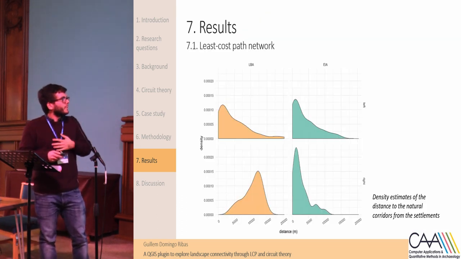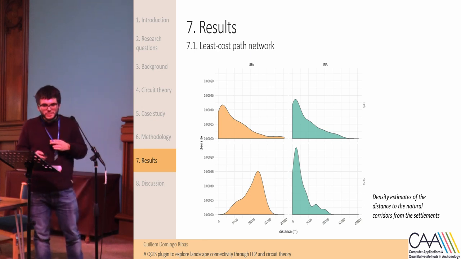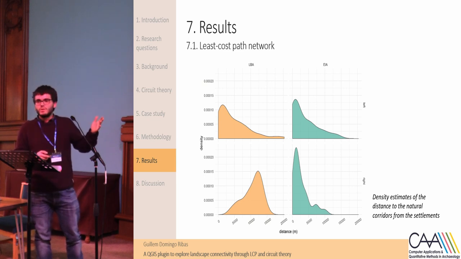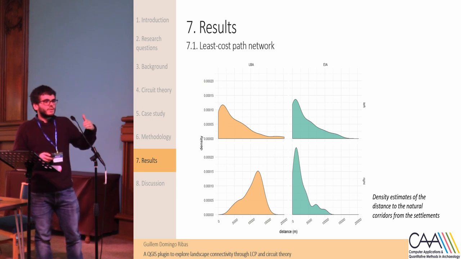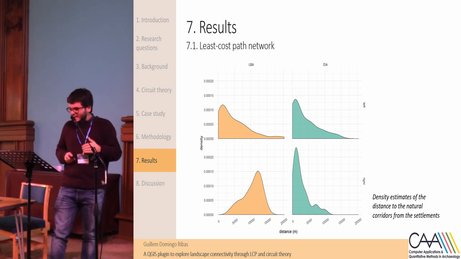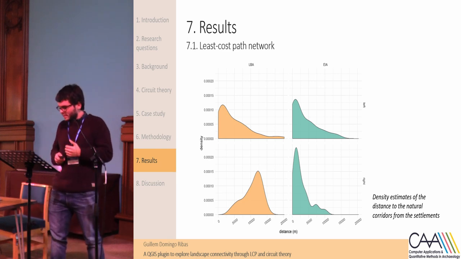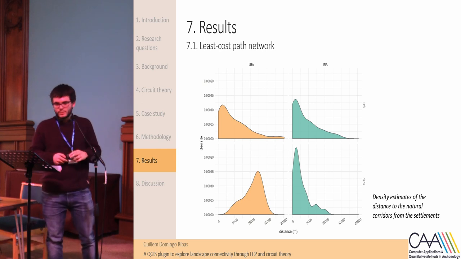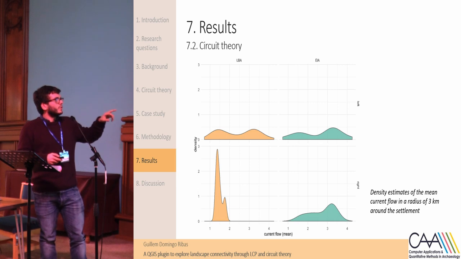So, yeah, this is confirmed by the density plots and the Kolmogorov test, which allows us to see that sites on the left side were always clustered around the main corridors. And then on the right bank, the distance to natural corridors played a key role in the resettlement, and new sites clustered around those corridors, as well as in the circuit theory results.